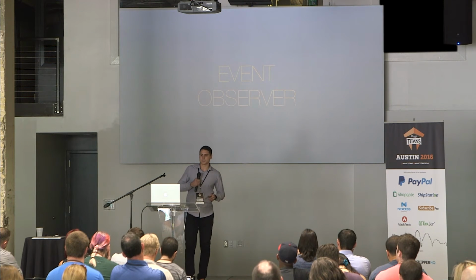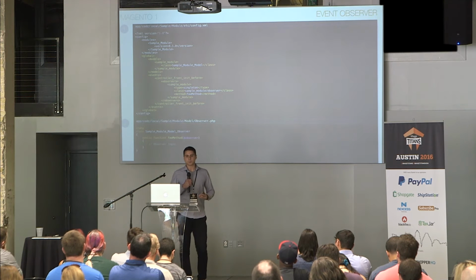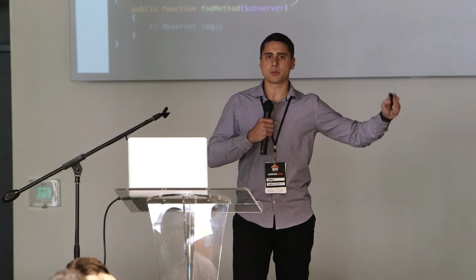Next, event observers. In Magento 1, we add the events node next to the models node in the config file. And we define the name of the event to observe, the class, and the method to run.